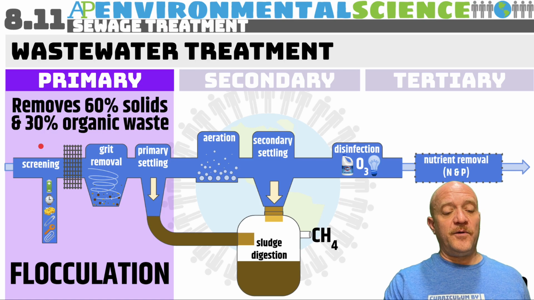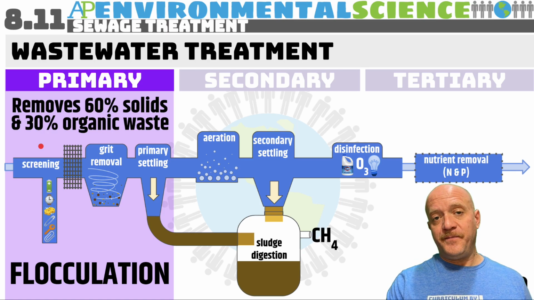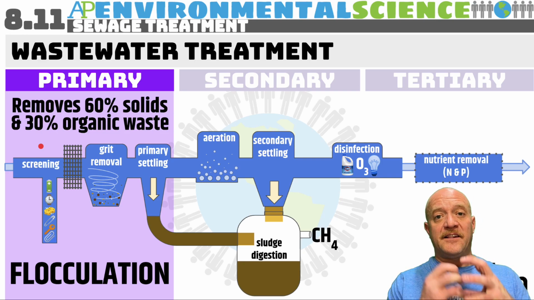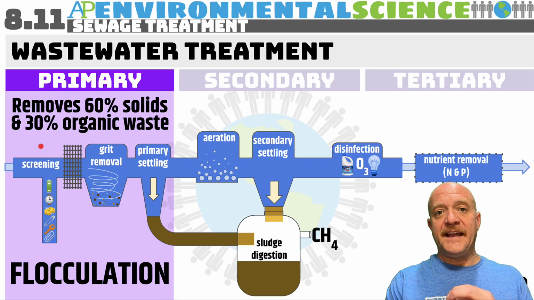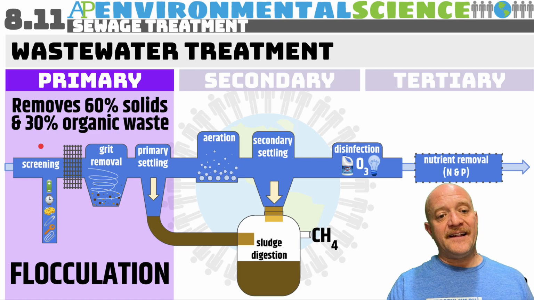Now, we also will have something called flocculation. Flocculation is where you add a flocking agent. This allows substances to clump together. And once they clump together, instead of being suspended, they will settle out. So that's what's happening during the primary settling and the grit removal.